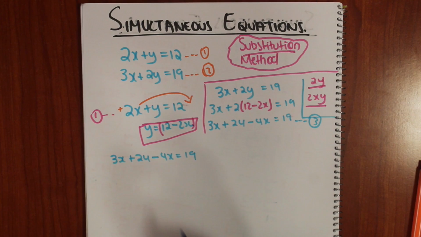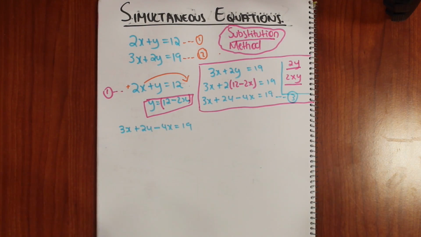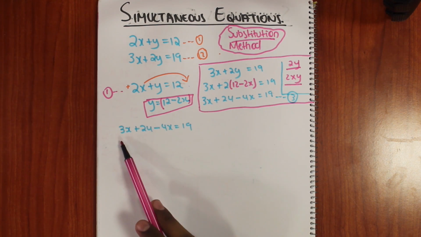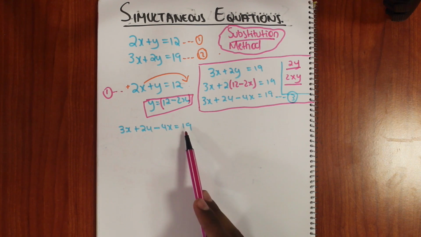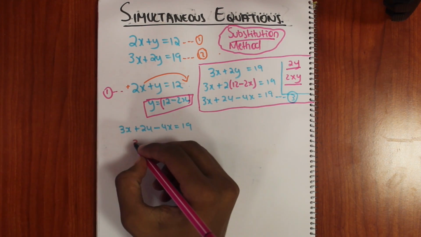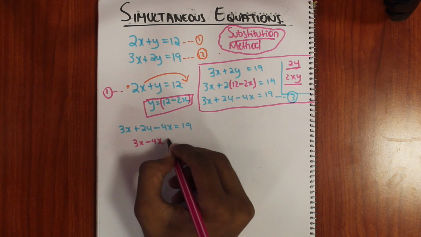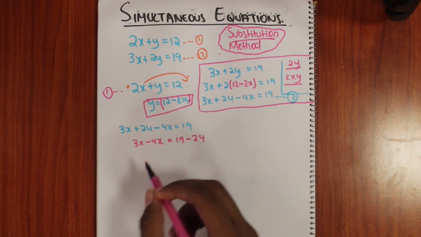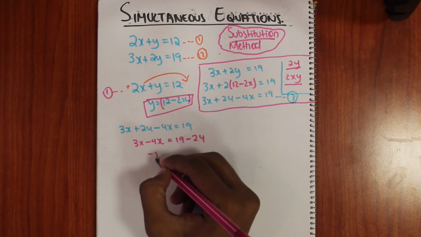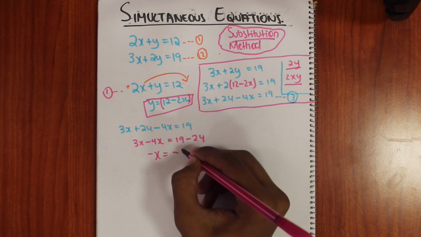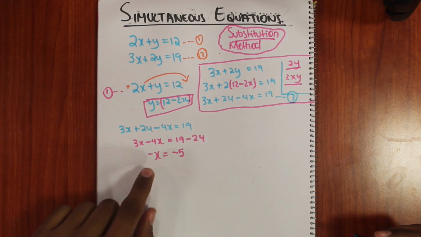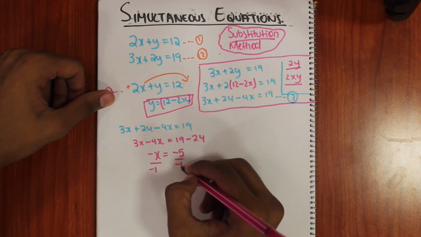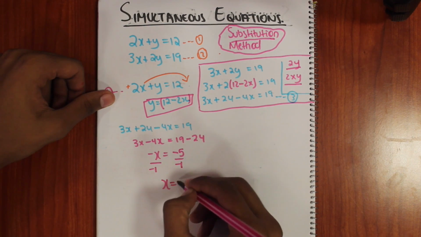So our first step here is to collect like terms. To collect like terms, we put the terms with x on this side and the ones without x on this side. So what will remain on this side will be 3x minus 4x, which will be equal to 19 minus 24. This will give us negative x, which will be equal to negative 5. And to get the positive version of x, we'll divide both sides by negative 1. This will give us x is equal to 5.